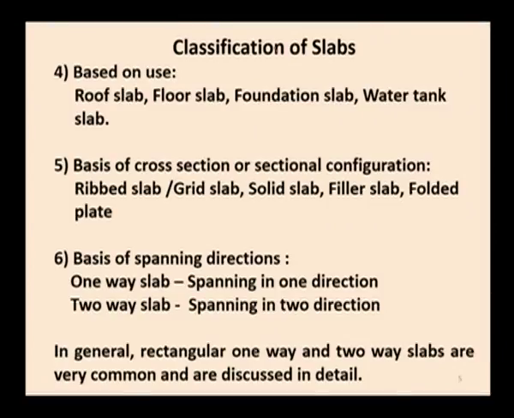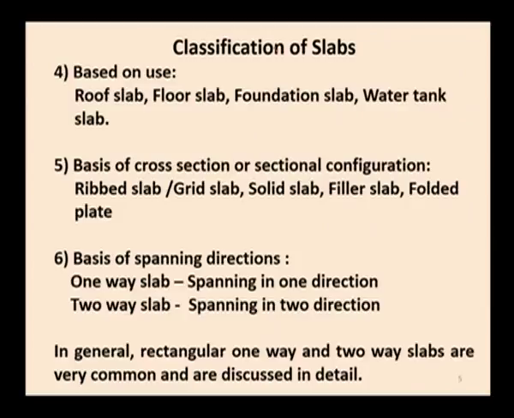Next one is based on the spanning direction, this is the most important thing. These two things we are going to discuss in the subsequent lectures, that is one way slab and another one is two way slab. The slab spanning in one direction is called a one way slab. The slab spanning in two directions is called a two way slab. In general the rectangular one way and two way slabs are very common and are discussed in detail in this lecture.